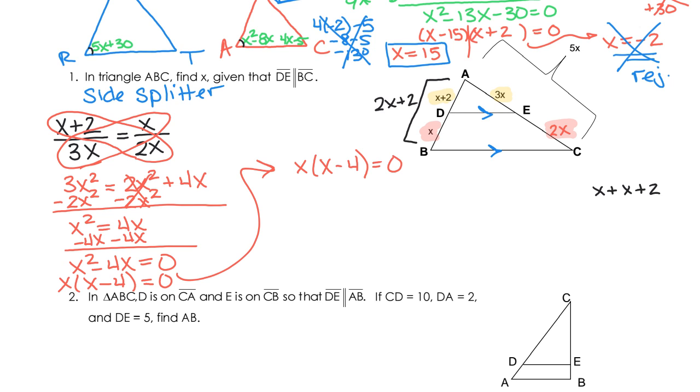Because I'm done factoring, I'm going to do my t-chart. One of my factors is x, and it's going to get set equal to 0. And over here, x minus 4 is going to get set equal to 0, and I'm going to solve this side and get x equals 4.